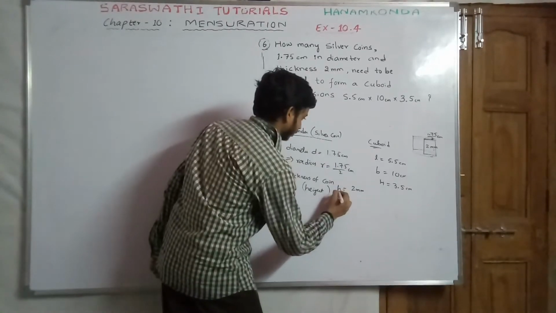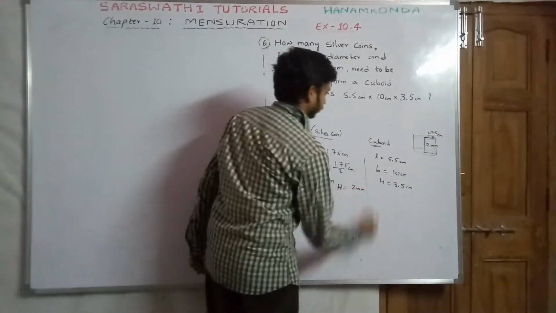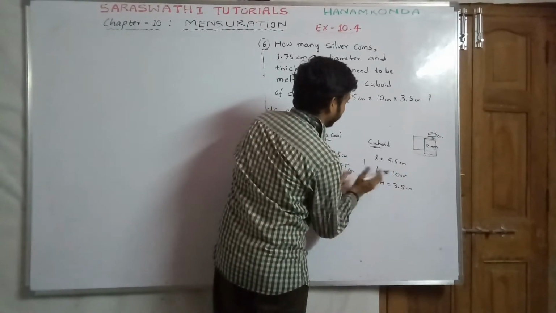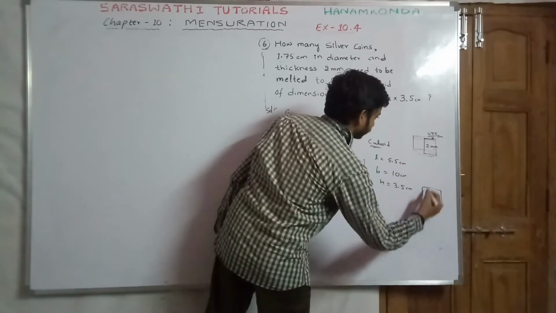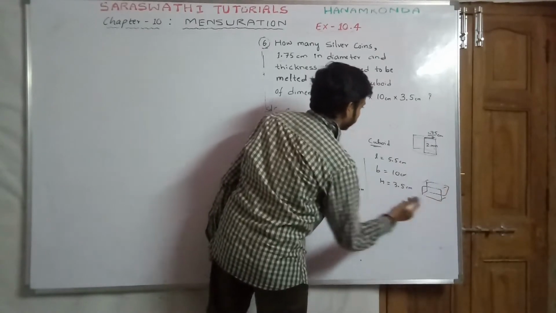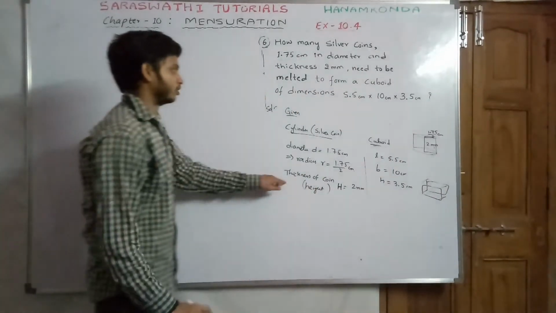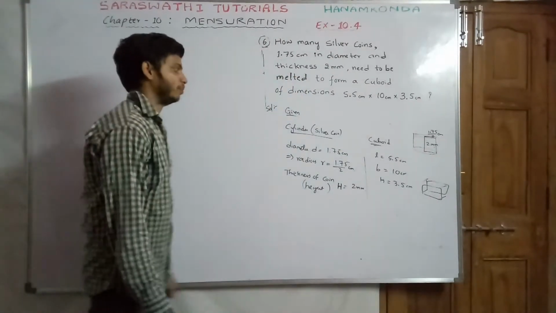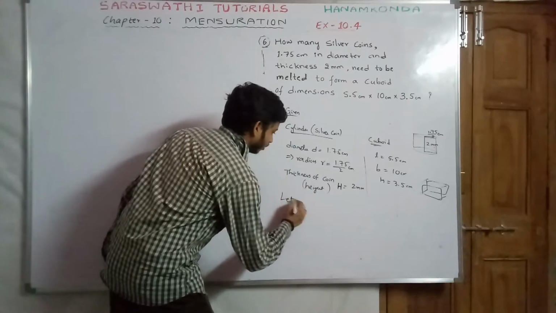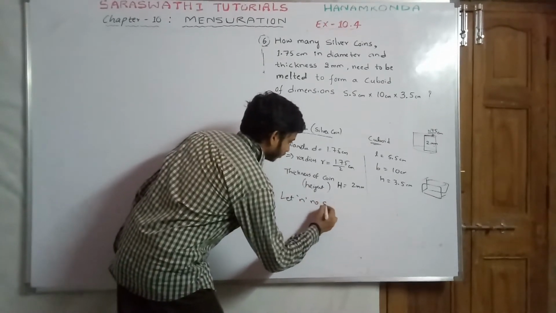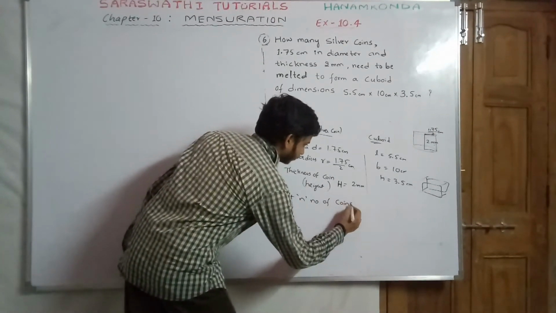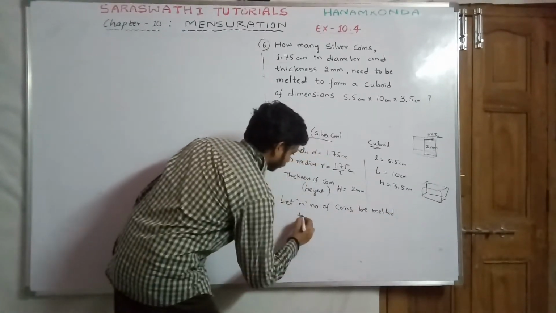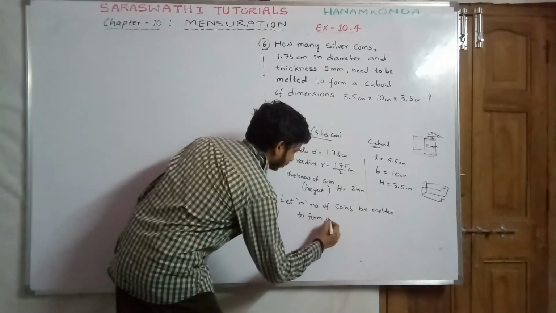Let us take it as capital H. These silver coins are melted and made into a cuboid. That means we made a cuboid by using these silver coins. So let n number of silver coins be melted to form a cuboid.